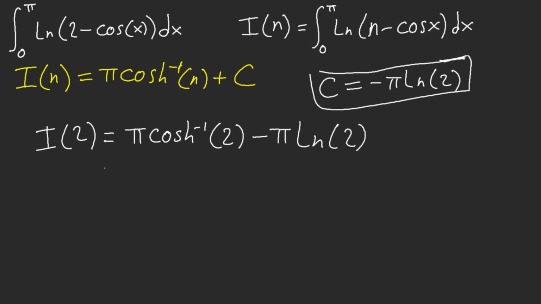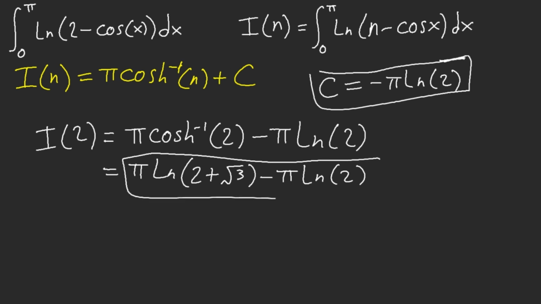And if you want to simplify it, you can. This is ln of 2 plus the square root of 2 squared minus 1, that's like root 3, minus pi ln of 2. It doesn't make it any prettier, but there you go. So this is our answer.